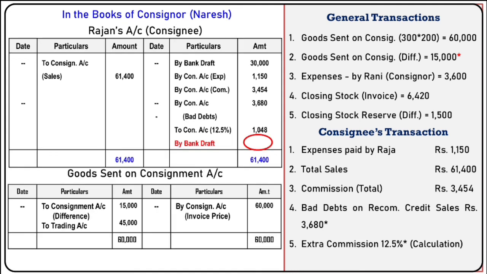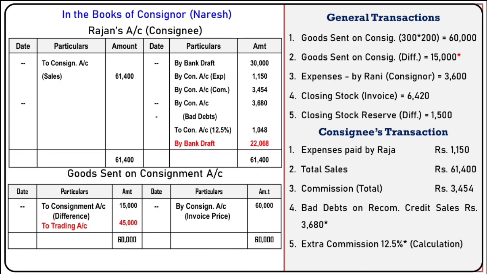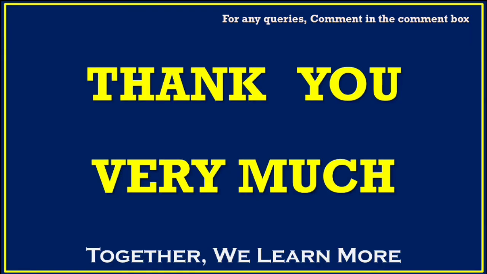Close consignee's account. We have 61,400 total. Balance is 22,068. અને આપણે goods sent on consignment account already close કરી દીધેલું છે. Is that clear? So consignment profit, balance of bank draft and balance of goods sent on consignment account. આખો એક્ઝામ્પલ પૂરો થઈ જાય પછી આપણે એને અલગથી લખીશું. Clear? So this is how you can solve practical example of consignment.